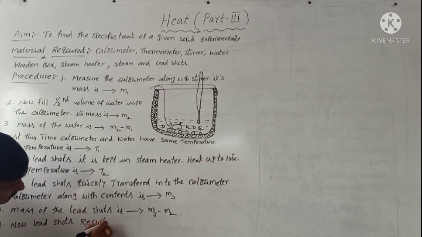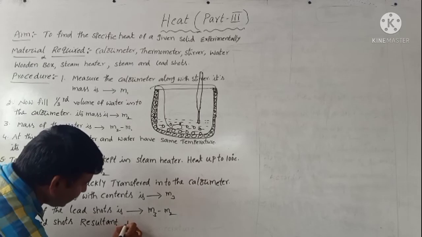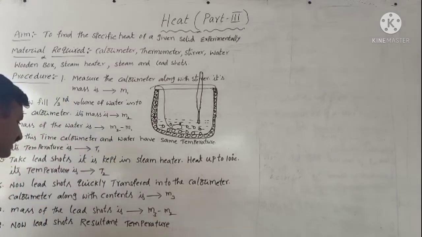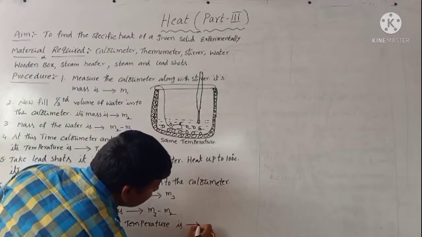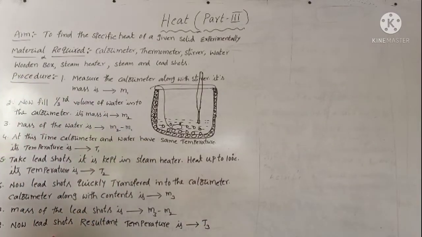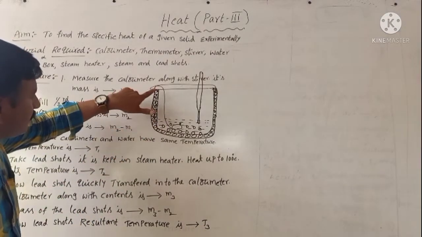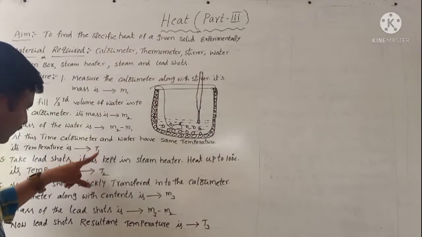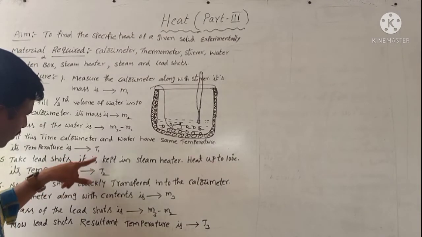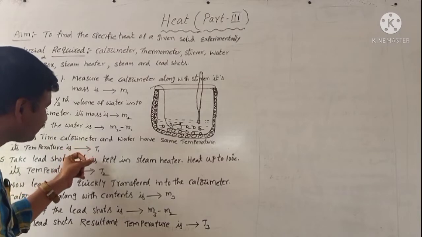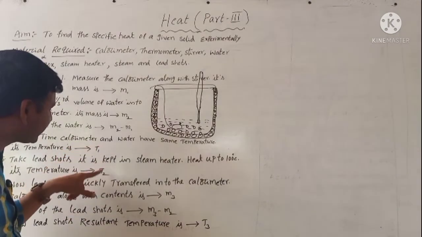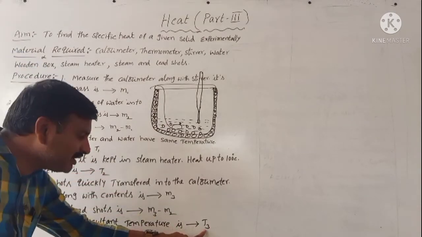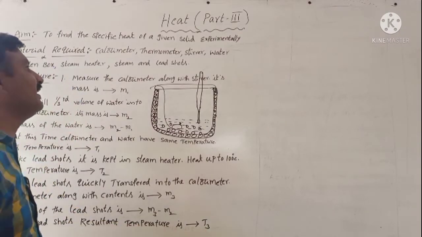Now the resultant temperature is T3. What does resultant temperature mean? You already know that water and calorimeter both have the same temperature, T1. The lead shots are at 100, the hotter body, and the water and calorimeter are the colder body. When both are mixed, the hotter body loses heat and the colder body gains heat. So the resultant temperature lies between T1 and T2. This is T3, the resultant temperature.